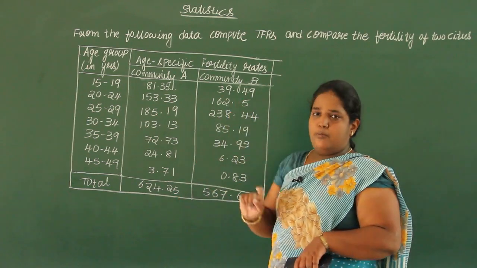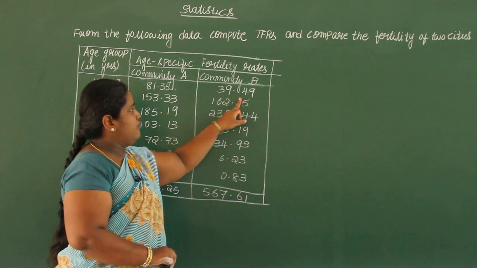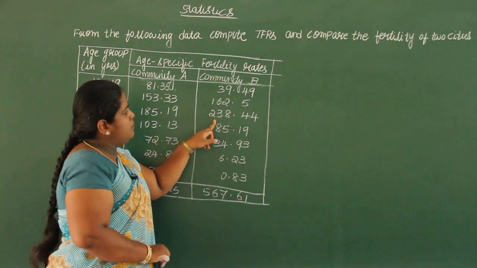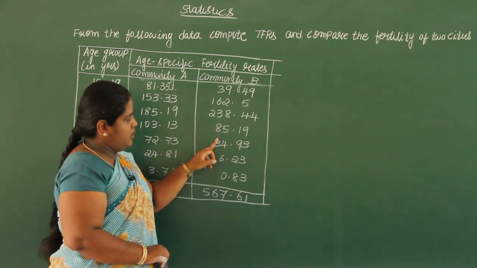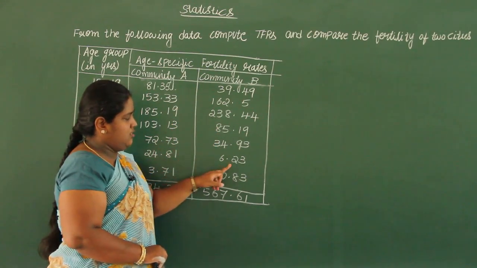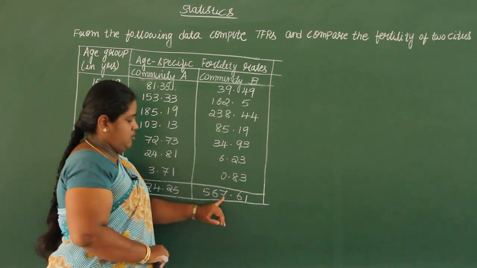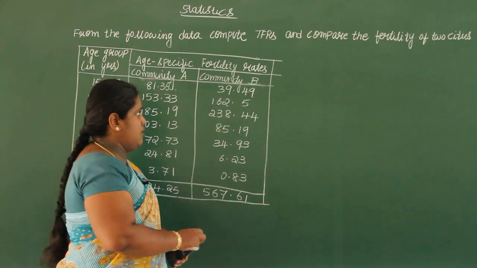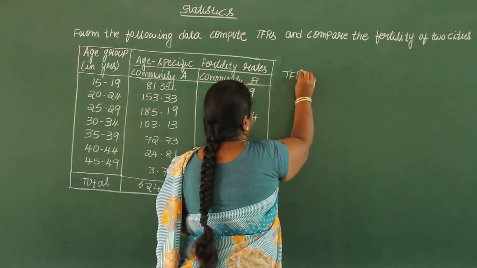Similarly, add about community B. Community B is 39.49, 162.5 plus 238.44 plus 85.19 plus 34.93 plus 6.23 plus 0.83. The sum will be 567.61.